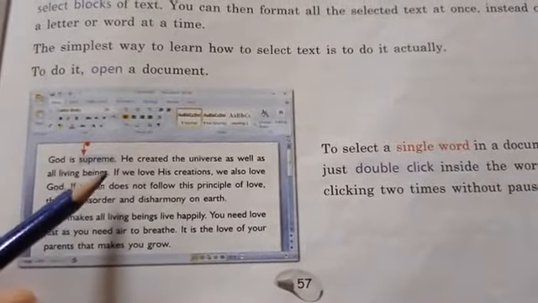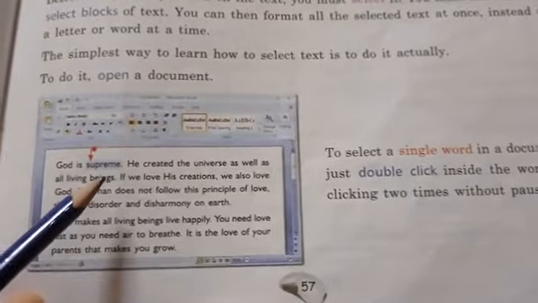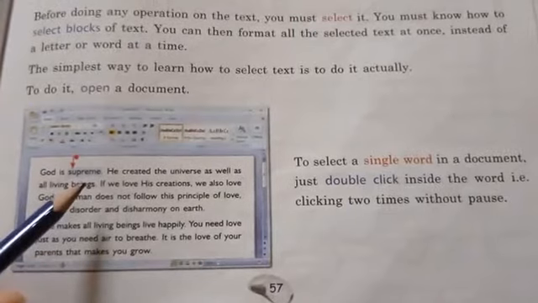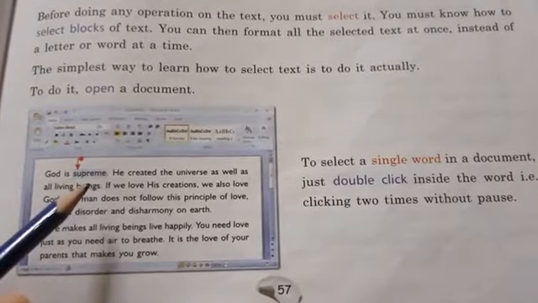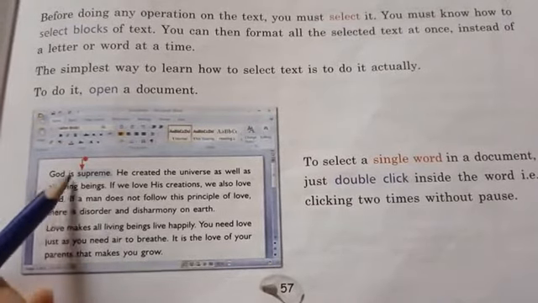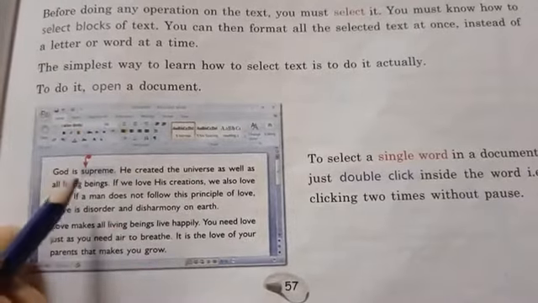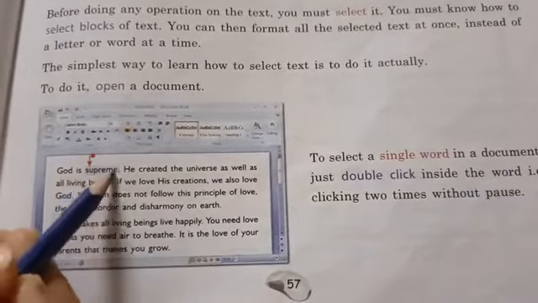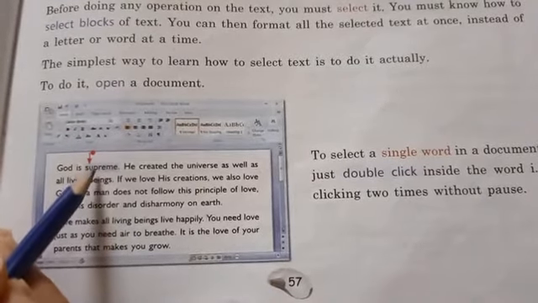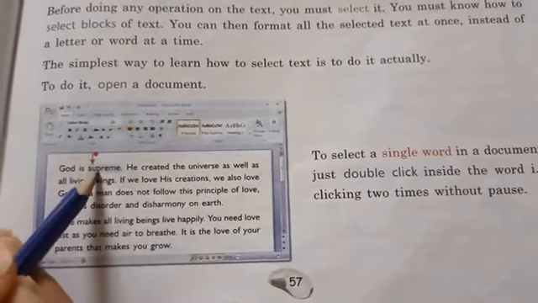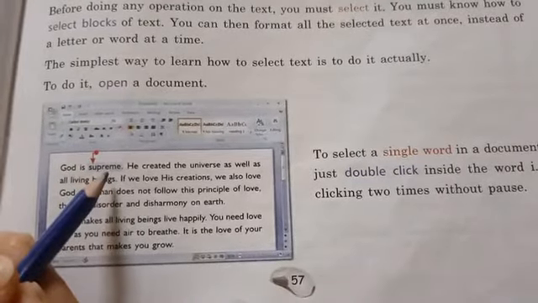To select a single word in a document, just double click on the word, that is clicking two times without pause. Here you can see God is supreme. He created the universe. Suppose you want to select this word supreme, you have to take your cursor here and double click on it. Your word will be selected.